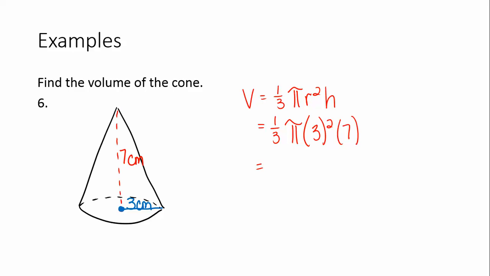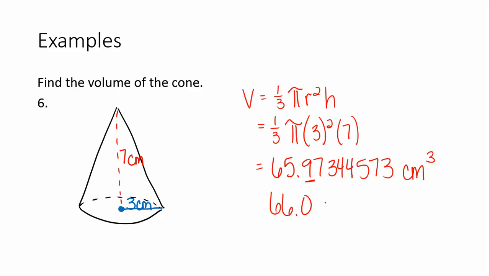And I want you to go ahead and try to calculate that out on your own and see if you can get the same answer I do. If not, try it several different ways until you get this right answer, but it's 65.9973445573. And this would be centimeters cubed because it's volume again. If I asked you to round to the nearest tenth, the 7 would make that 9 a 0, which would make the 5 then a 6. It would be 66.0 centimeters cubed.